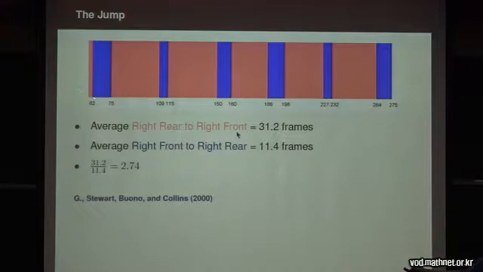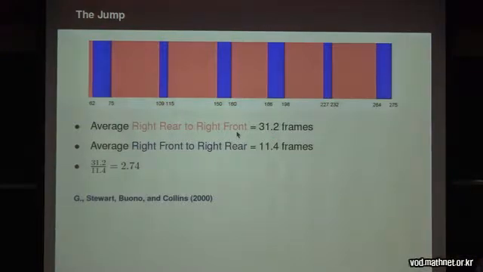Once we had the movie, you could look at the frames. Front legs down at frame 62, rear legs down at 75, front legs down at 109, and so forth. And then we did something quasi-scientific. Averaged the right rear to right front over all of this. That's the whatever the sickly color is. 31 frames. Average front to rear, that's the blue, 11, and divide.